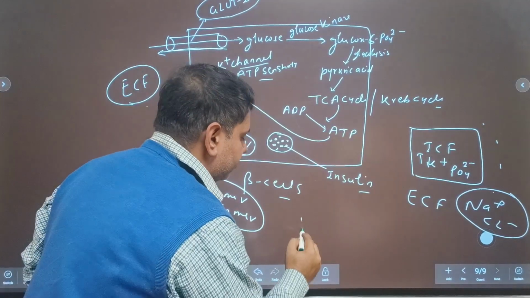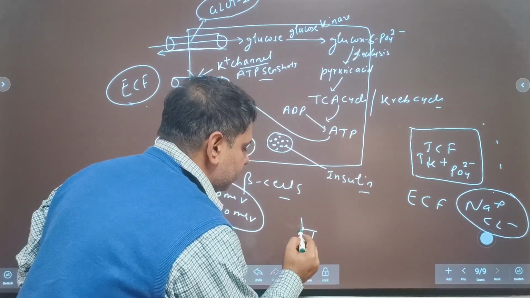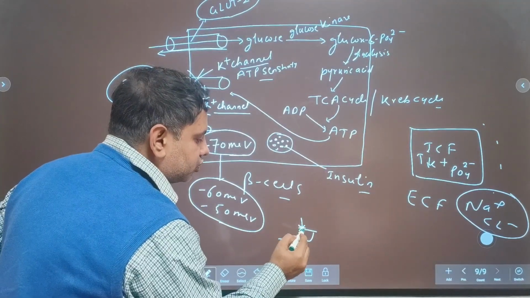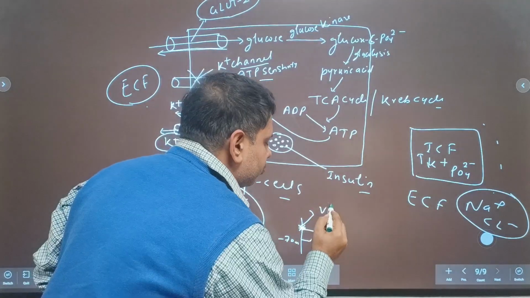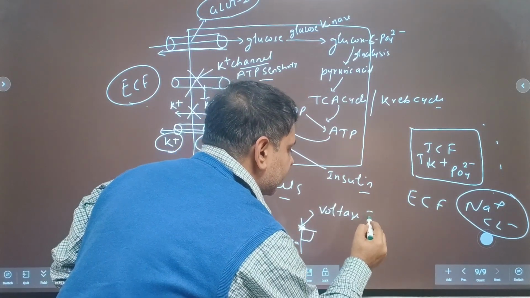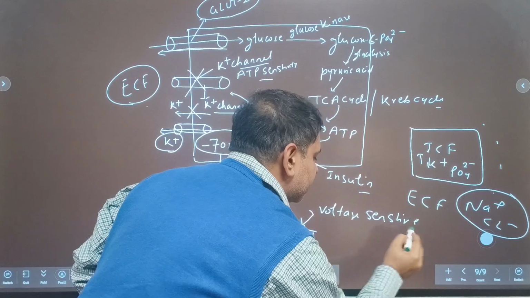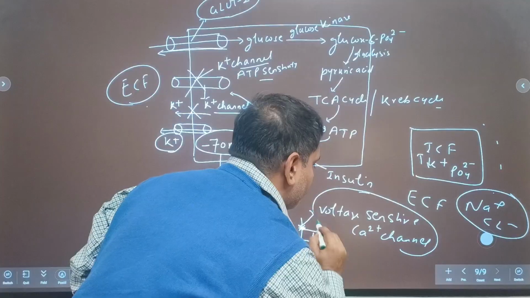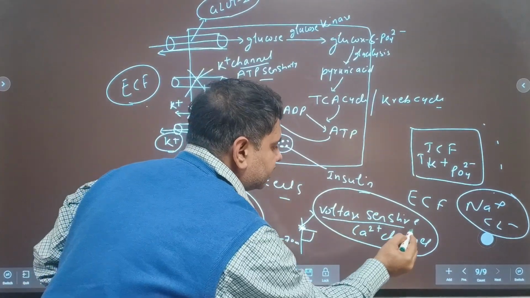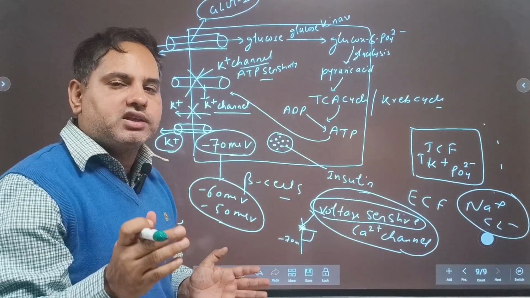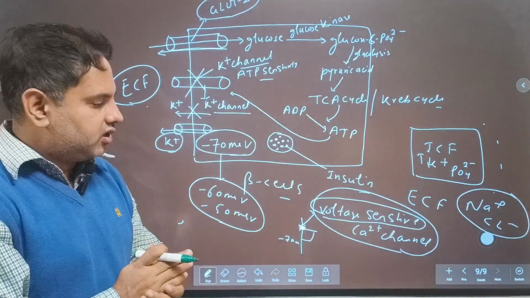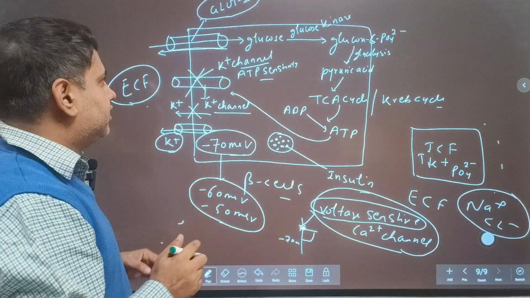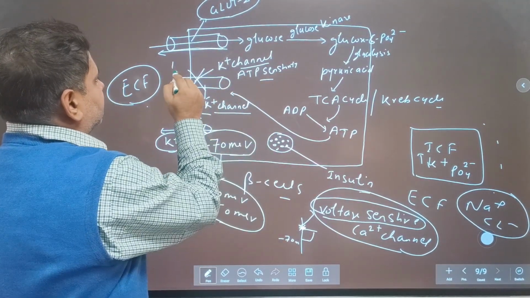Many times we have discussed, when it reaches the threshold point, for example minus 50 millivolt, here is minus 70, when it reaches the threshold point, what will happen? There are voltage sensitive calcium channels, so they are going to open. Voltage sensitive, again the word mentions, these are the ion channels which will open when your membrane potential reaches the threshold. So when your membrane potential reaches the threshold, your calcium channel is going to open. So calcium will enter inside the cells.